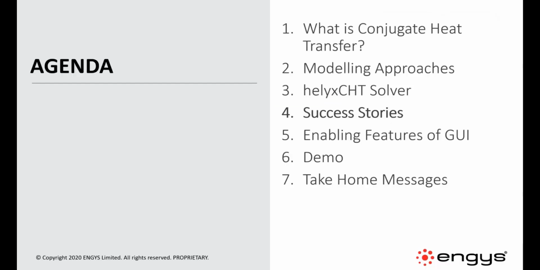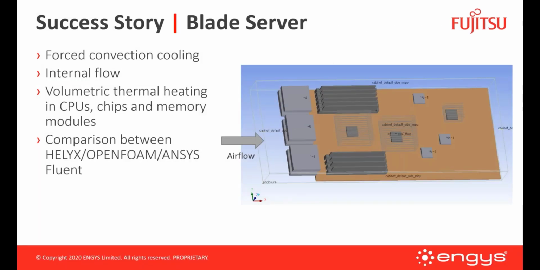So let's talk about something a little bit more serious than just these verification cases. One example right here would be a blade server. Within this blade server, there's forced convection cooling, there's internal flow, there's volumetric thermal heating in the CPUs and the chips and the memory modules. And for this particular comparison, there was a comparison between HELYX, OpenFOAM, and another commercial code, ANSYS Fluent.